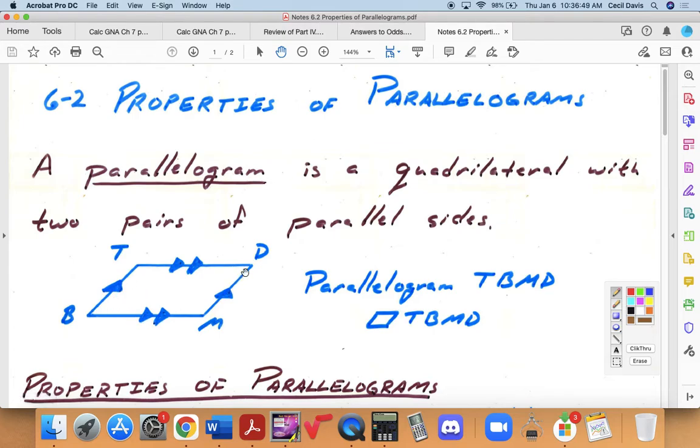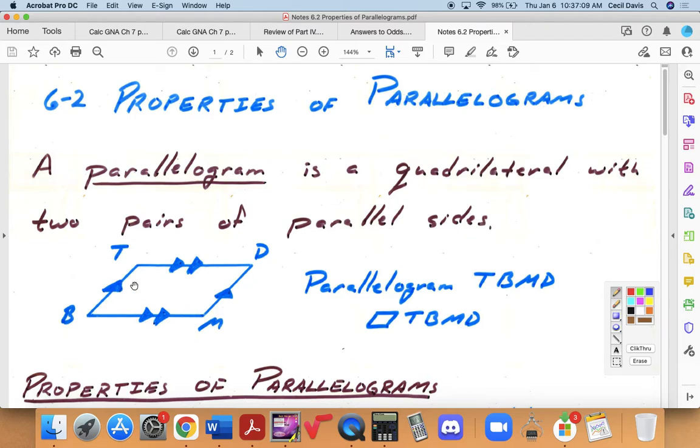Now, I can name this. With triangles, the order of the letters didn't matter at all, right? When you're naming a triangle, the order wasn't important. Here, because there's more than 3 letters, we have to name them in such a way that we're going around the parallelogram in consecutive order.